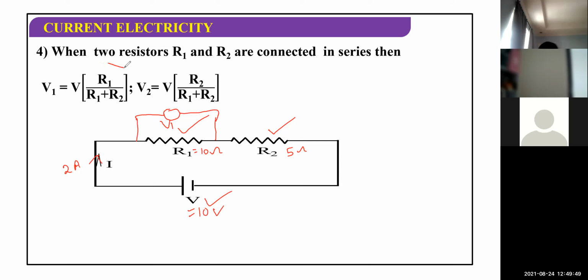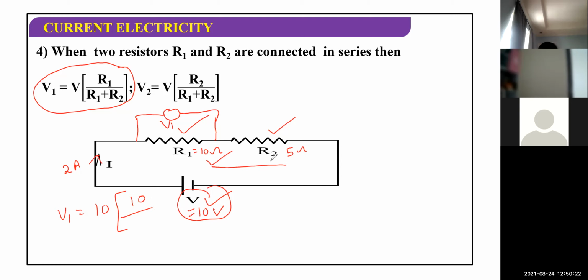So we have this result. It is a direct method, a shortcut result, generally used in higher classes and competitive exams: V1 equal to V multiplied by R1 divided by the sum of the two resistors. Now I have to calculate V1. V1 equal to V, the total EMF, which is 10, multiplied by R1, which is 10, divided by R1 plus R2, which is 10 plus 5, 15.